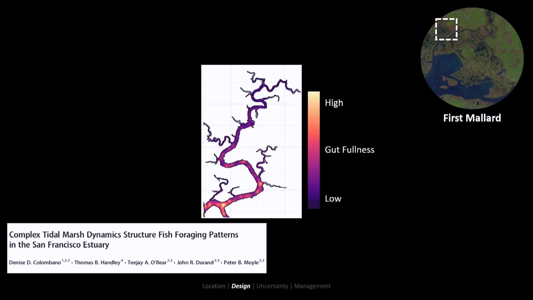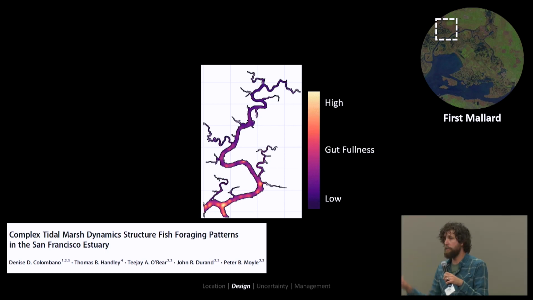There's been a lot of other work showing fish foraging patterns and how variable it can be within a wetland. So this is work from Denise Colombano. There's all sorts of stuff here. I'm not going to dive into it. Again, we're just getting a survey.